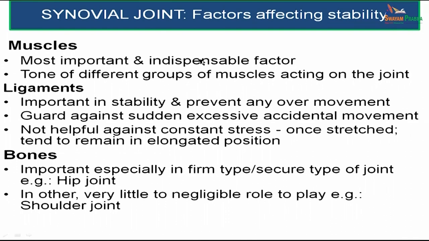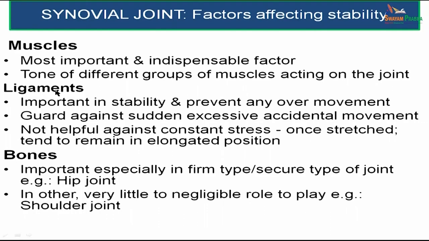What are the factors which affect the stability of a synovial joint? The main factor is muscle. It is most important and it is an indispensable factor. The tone of different groups of muscle which act on a joint help to maintain its stability.